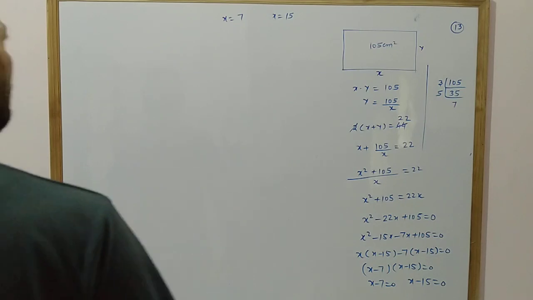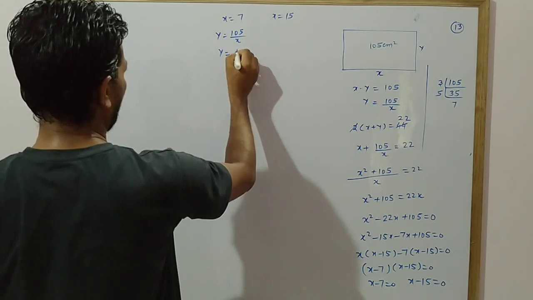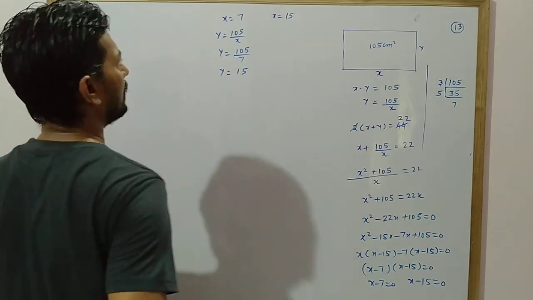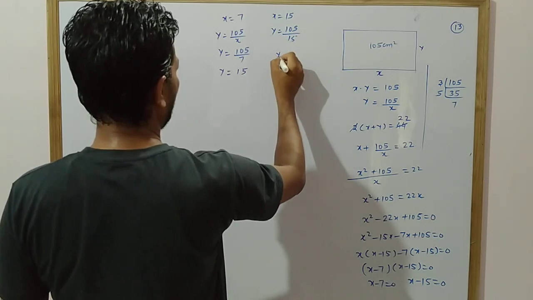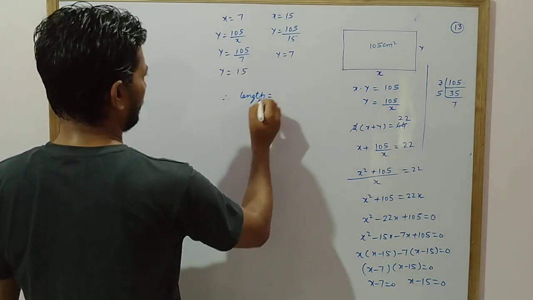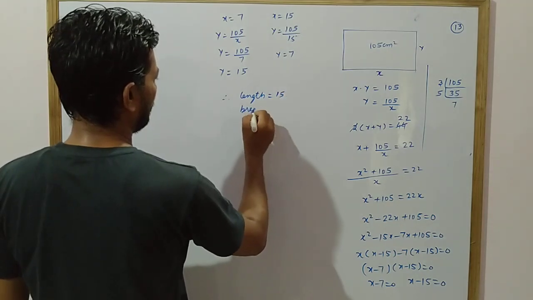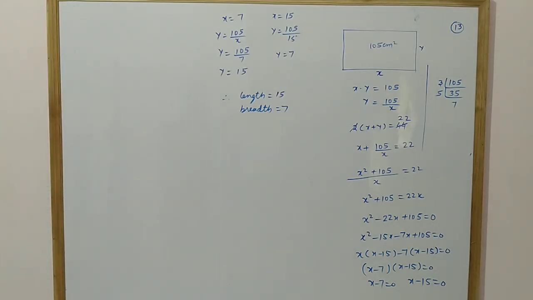Now, if x equals 7, y equals 105 by x, so y equals 105 by 7, y equals 15. And if x equals 15, y will be 105 by 15, y equals 7. Anything we can take. Therefore, the dimensions will be length 15, breadth 7, or length 7, breadth 15. Whatever you want to take can be taken. So this is up to question number 13.